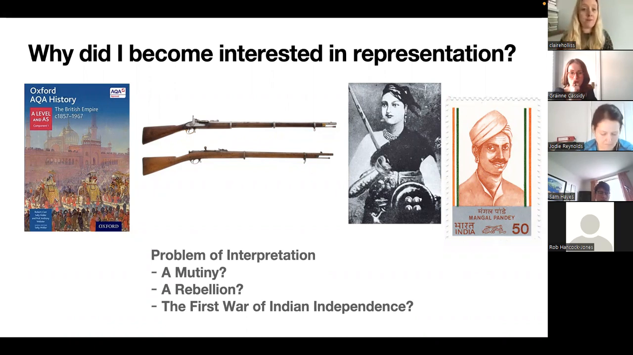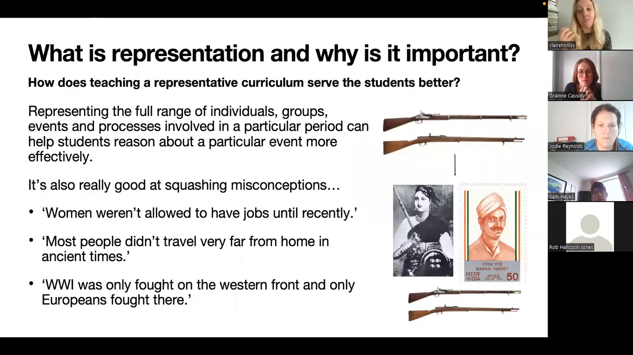So I've chosen that little example as a kind of case study, really, as to one of the main reasons why I think representation is so important in the curriculum. The representation of stories which might otherwise be left out, which were, in this case, left out of the prescribed textbook. And that is that it serves the students better. And it serves the students better in two ways.